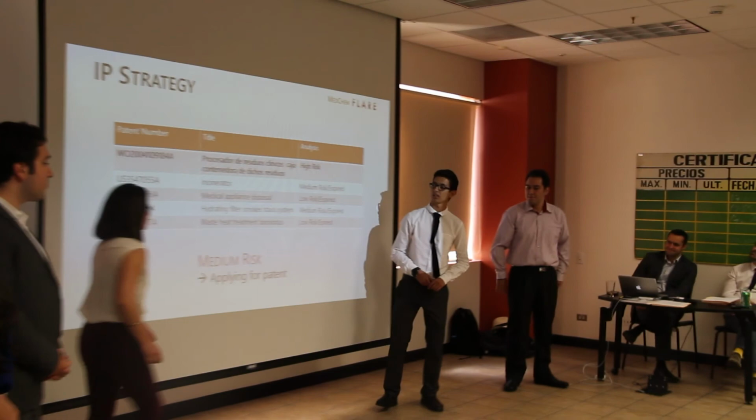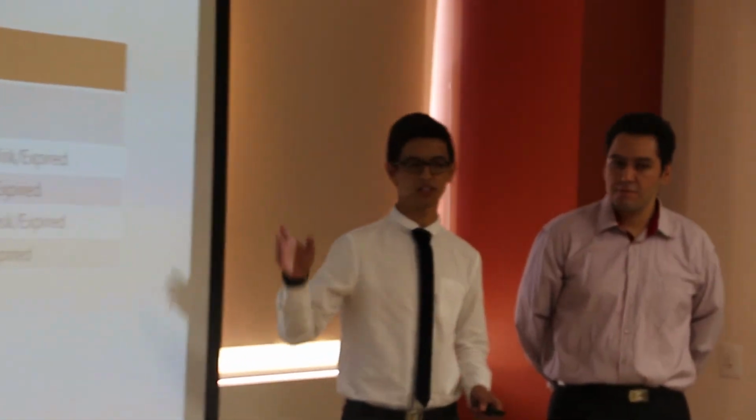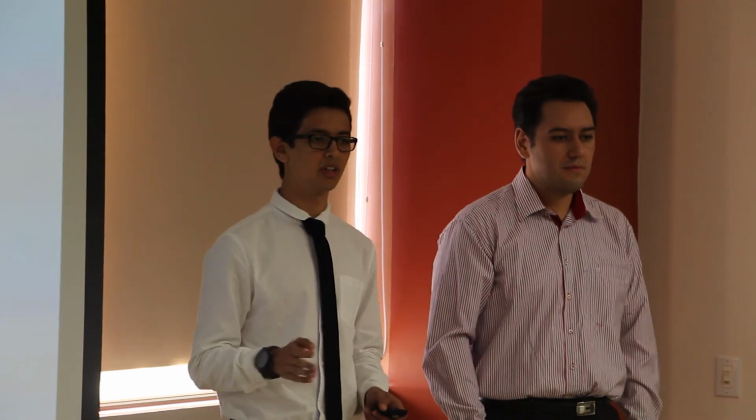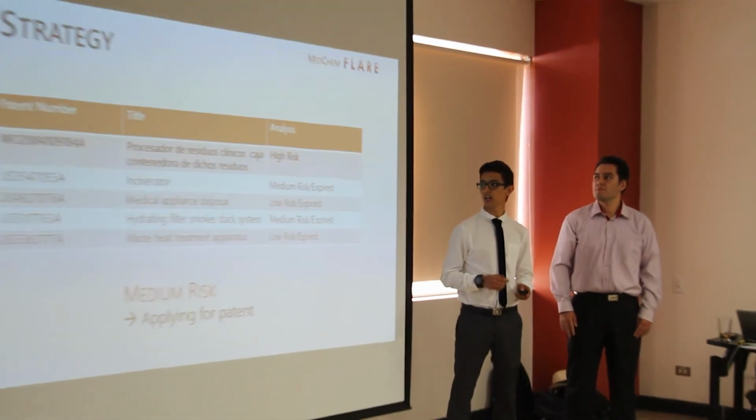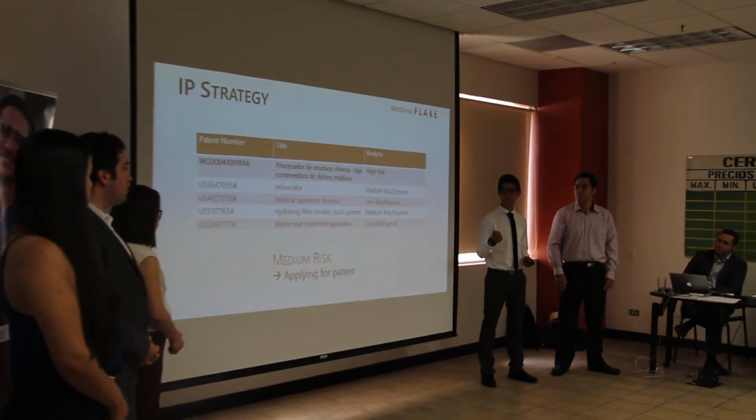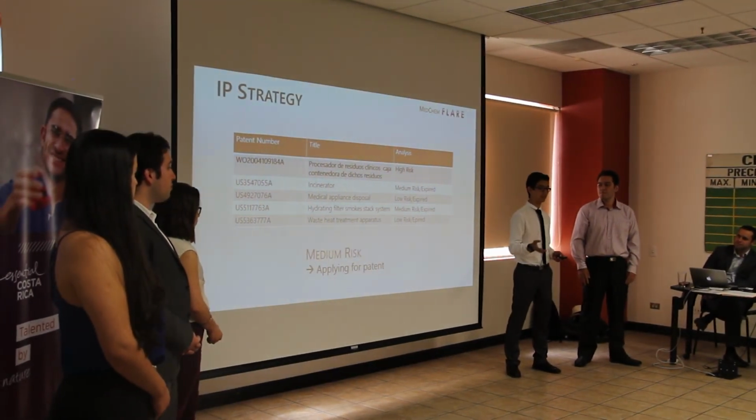So we did an IP study, and we found these 5 patents. The first of them has a high risk, since it is a device that has the same function as ours, to treat pathological waste. However, ours has an important difference, and it's that it implements solar energy to reduce environmental impact. The rest of the patents are medium-low risk, and all of them have a near expiry.